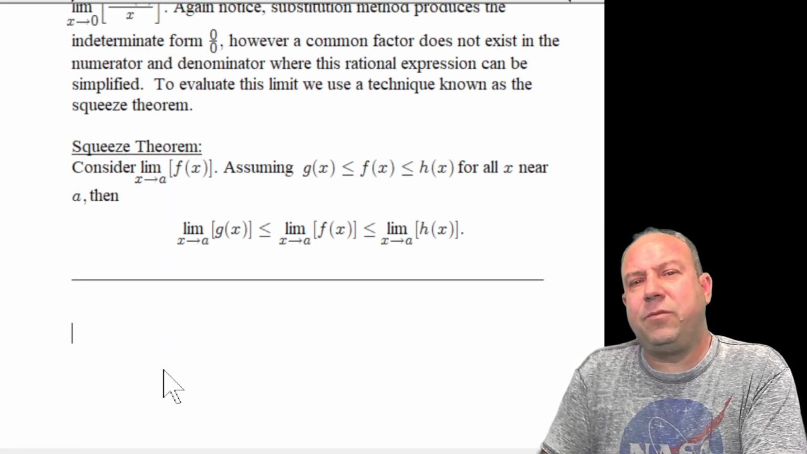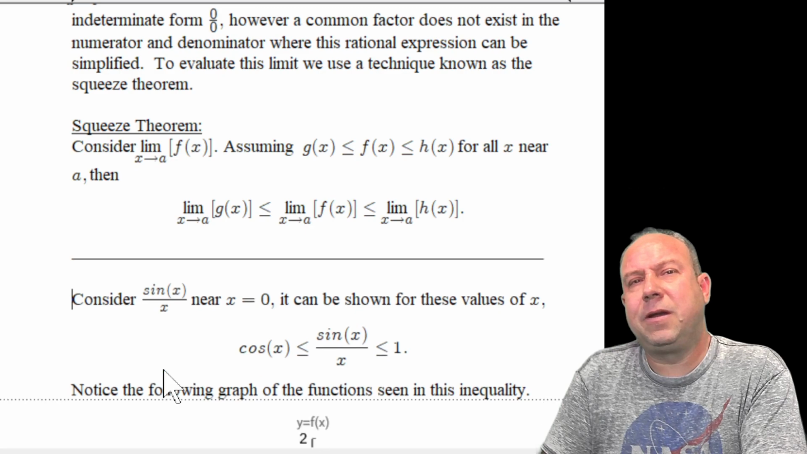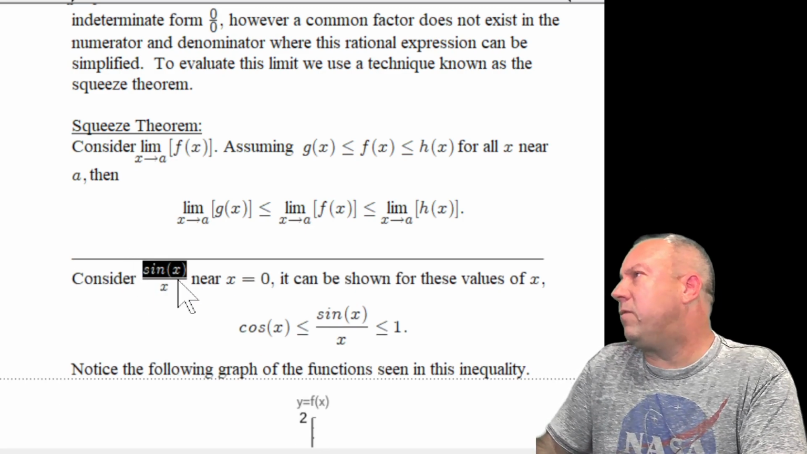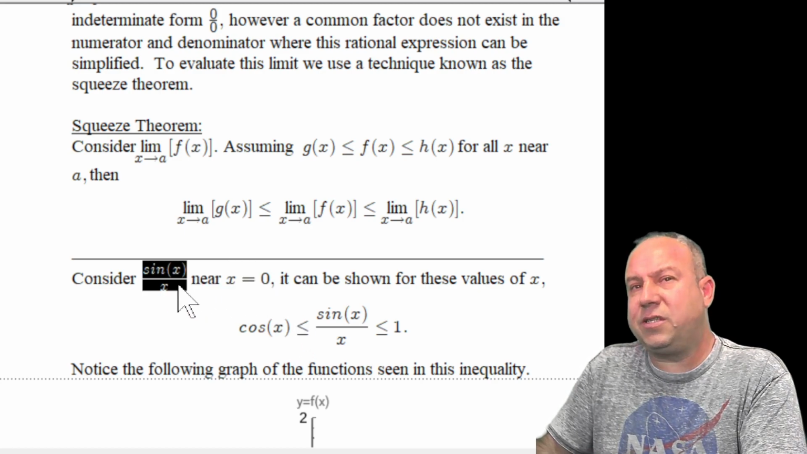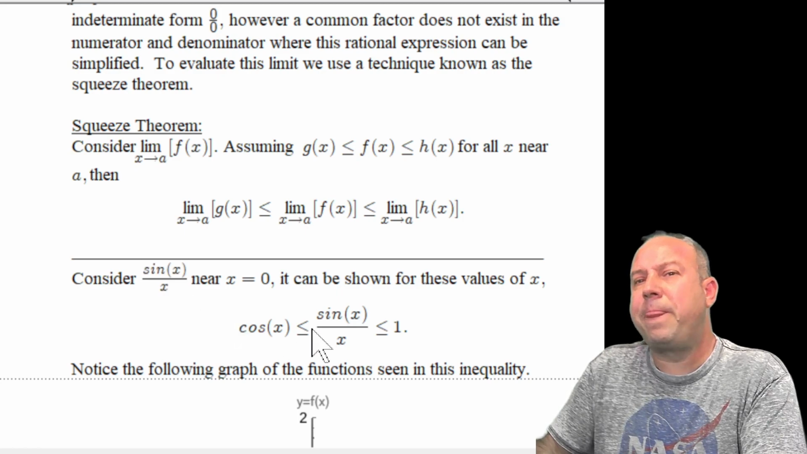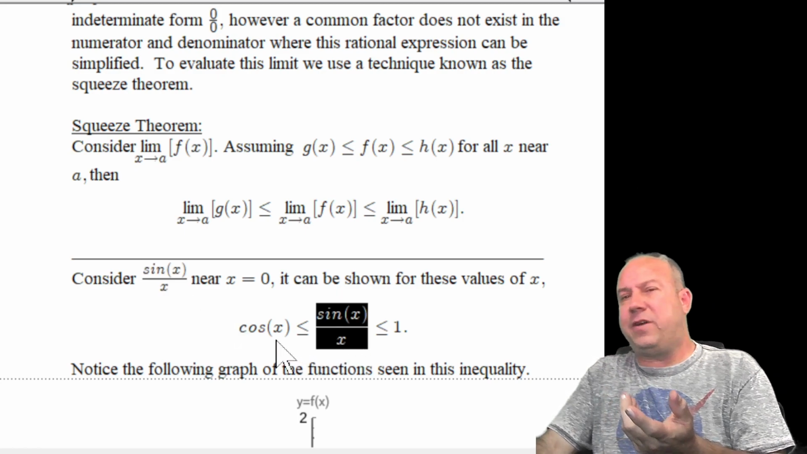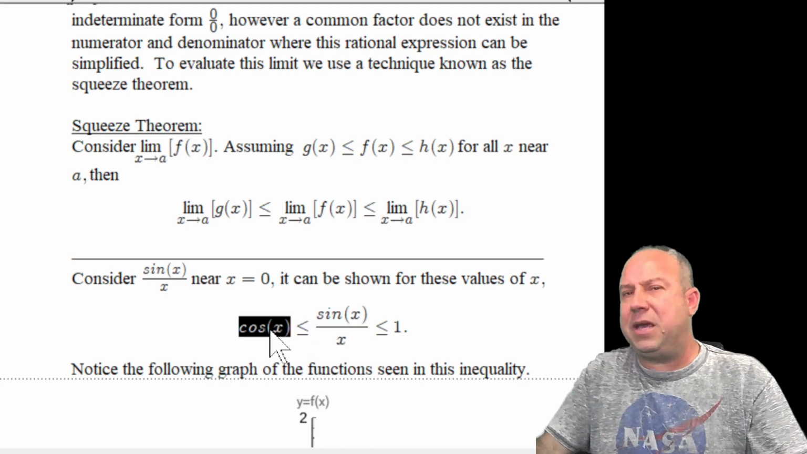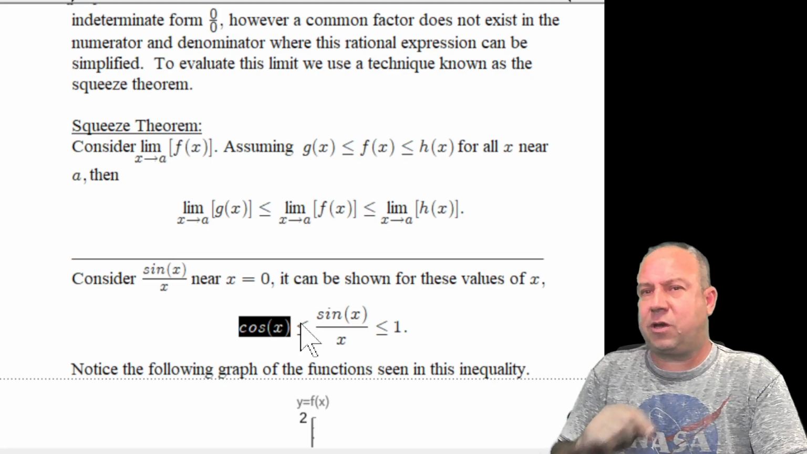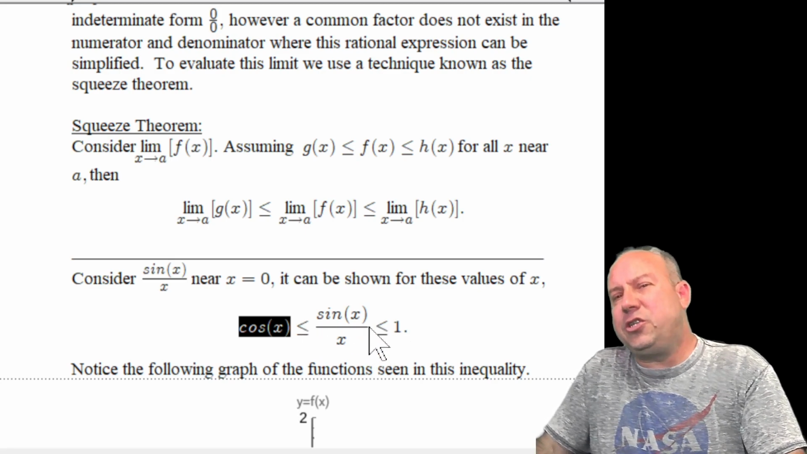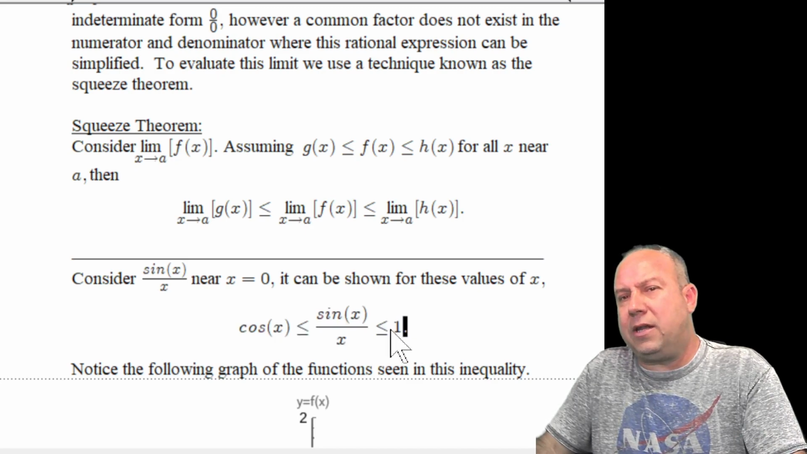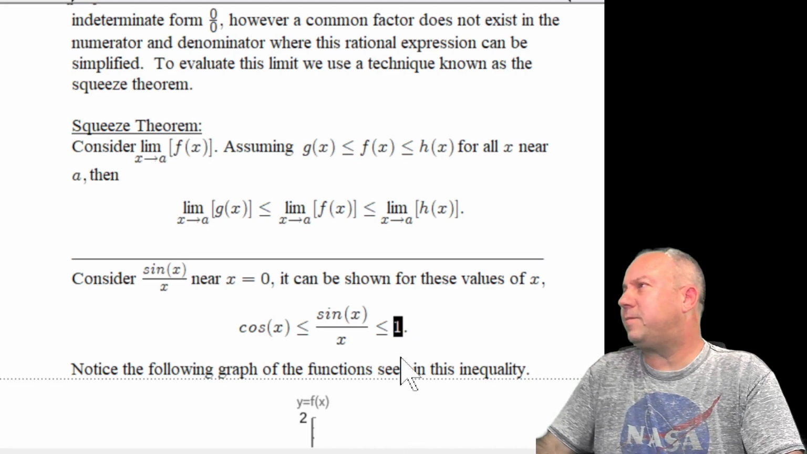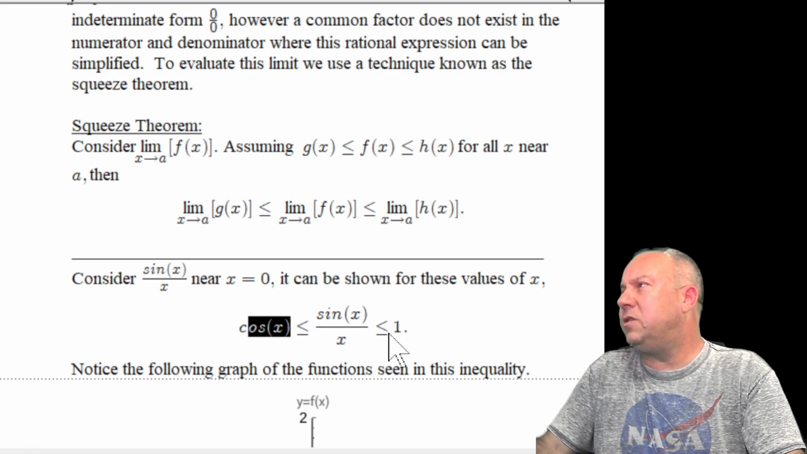And here's an illustration of what we mean. We might consider the sine x over x near x equal to 0. What we can actually show with this result, sine x over x, is that it's stuck between two functions. It's always going to be bigger than or equal to the cosine x. And we could show that it's always going to be smaller than or equal to the result of 1. The sine x over x is always stuck between these two results.